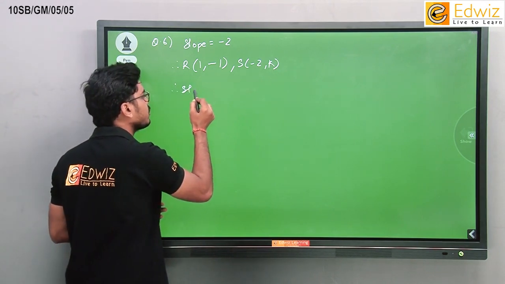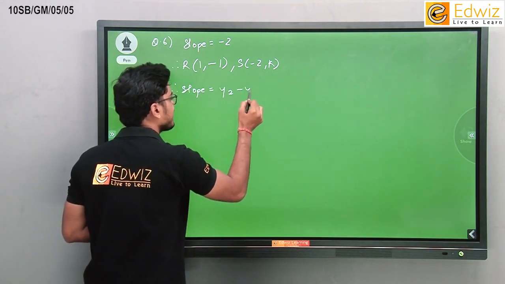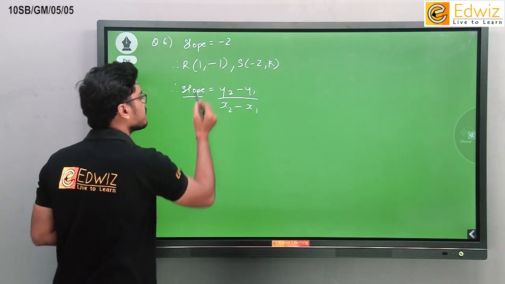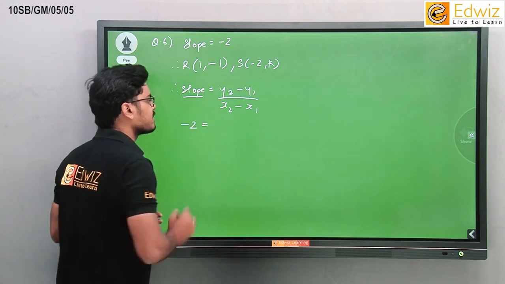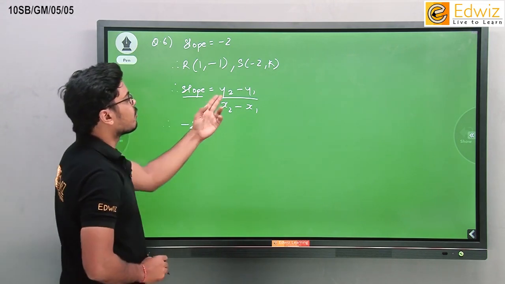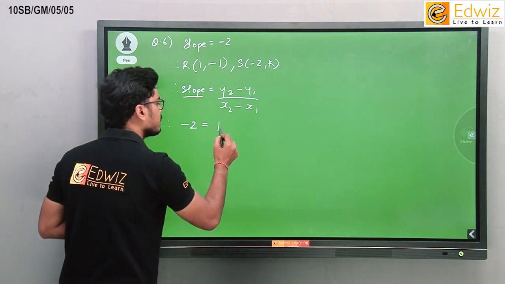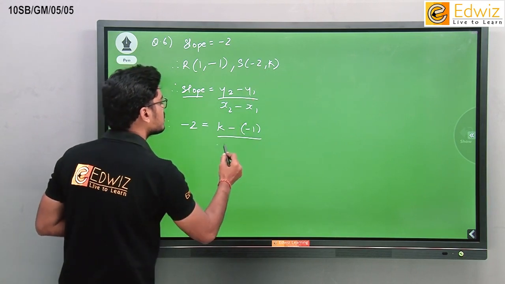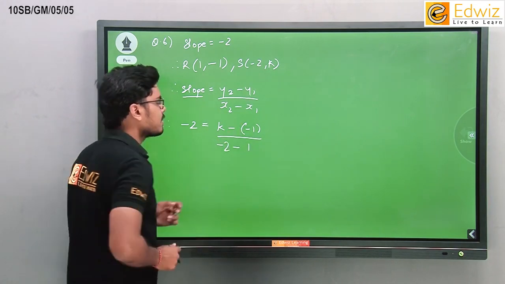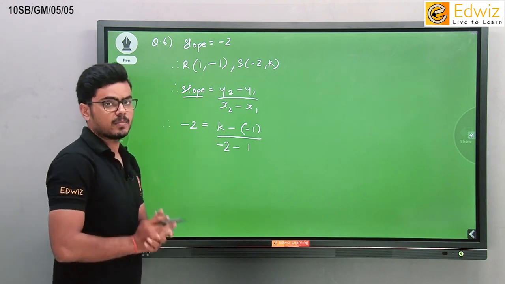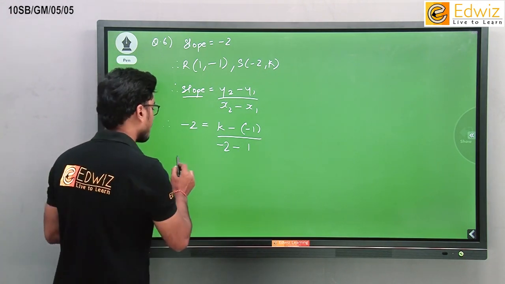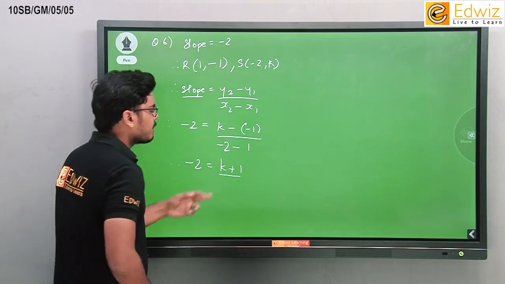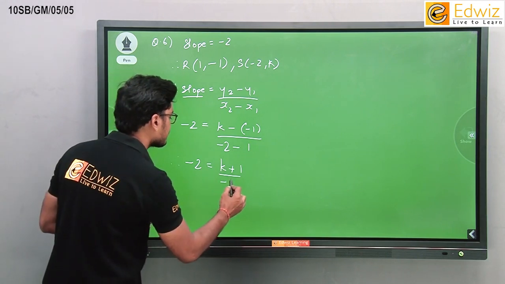So slope is equal to y2 minus y1 divided by x2 minus x1. But we already know the value of slope, that is minus 2. So I'll just write minus 2 instead of slope. This will be equal to y2 minus y1, k minus minus 1, divided by minus 2 minus 1. Correct? So in this whole equation we just have to find the value of k. Therefore minus 2 equals k plus 1 divided by minus 2 minus 1, which will be minus 3.